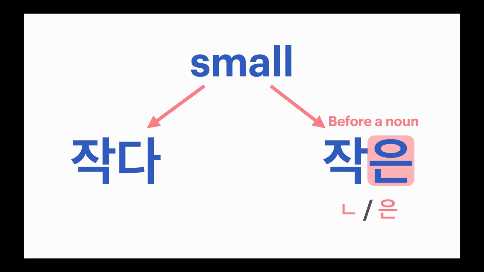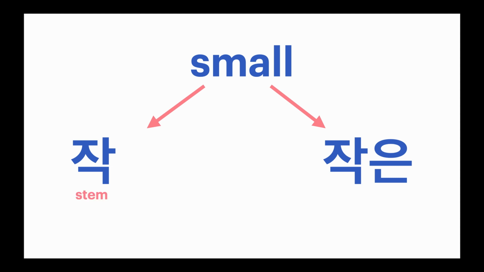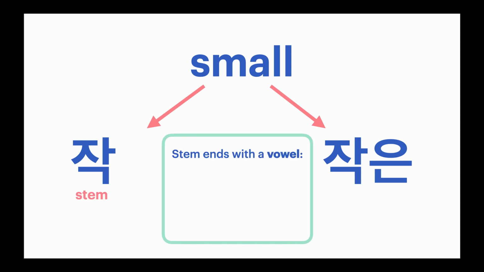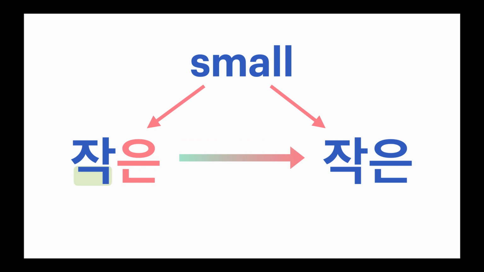But let's say that you first learn a word in its 다 form, which we'll call the verb form for today. In order to turn an adjective's verb form into this form, you will first drop 다, which leaves us with the stem. If the stem ends with a vowel, you will add ㄴ, and if it ends with a consonant, you will add 은. Because our stem here ends with a consonant, we will add 은 to get this form right here, 작은. And now it's ready to be put in front of a noun.